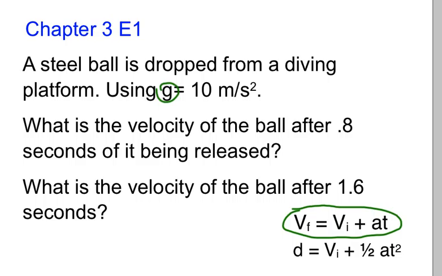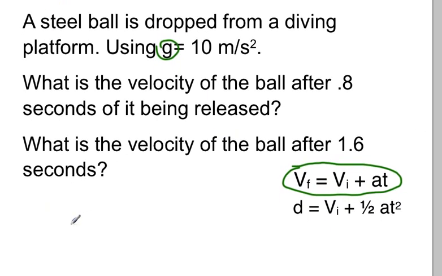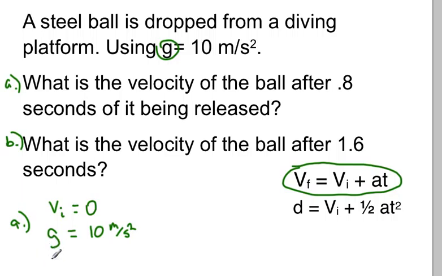Let's write down the things that we have. Let's call this one A and this one B. For A, the VI, if it's being dropped, is 0. We know the acceleration due to gravity, so you can write G or A is 10 meters per second squared. We're looking for the final velocity. We don't know what that is. We do know the time, 0.8 seconds.